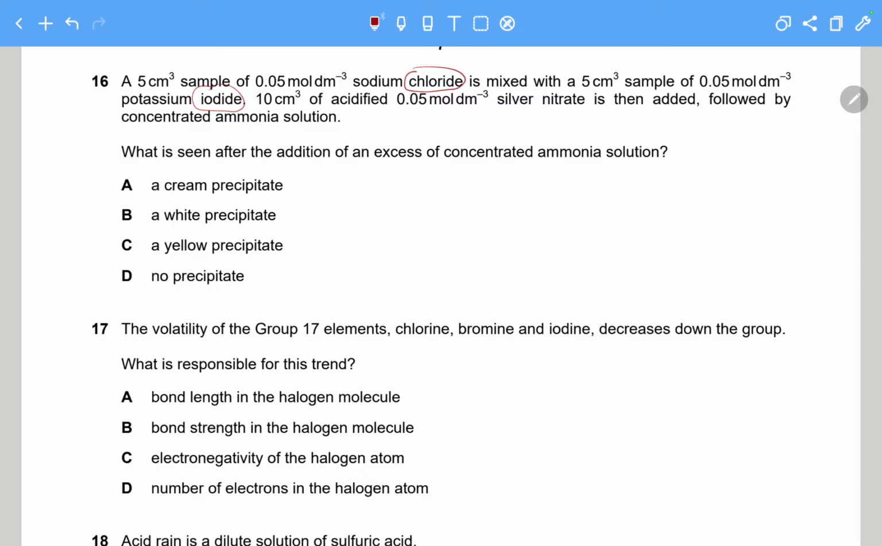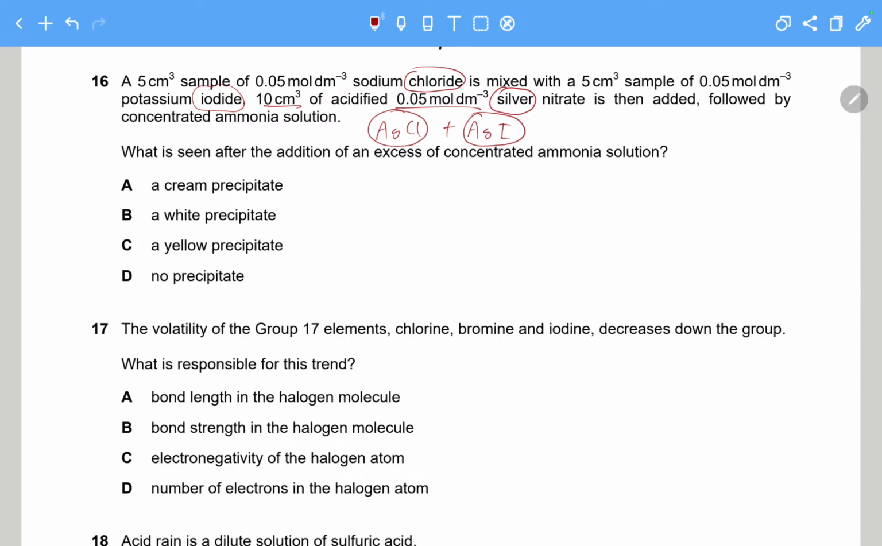Let's first see what is happening here. 10 cm3 of this silver nitrate. So the total number of moles of chloride plus iodide ions is equal to the total number of moles of Ag+ ions, because if you do the math, you will get that. So we will get equal amounts of AgCl plus AgI. AgCl is a white precipitate, AgI is a yellow precipitate. And then we add concentrated ammonia solution, which will dissolve the AgCl, but it will not dissolve the AgI.